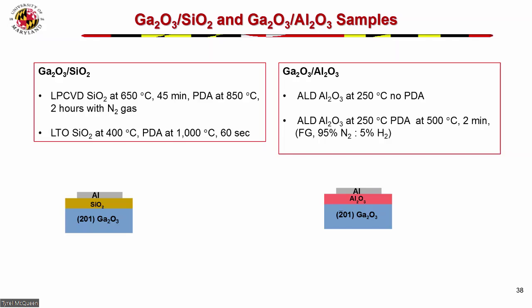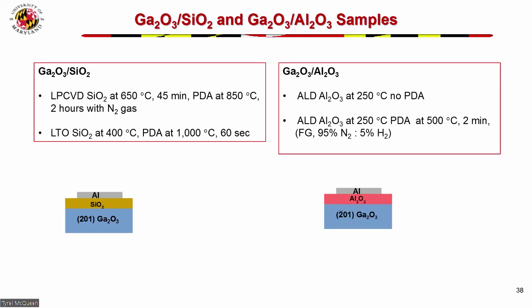So for the silicon dioxide and the aluminum oxide, we had 2 sets of samples. One was the SiO2 grown by low pressure CVD at 650 degrees C for 45 minutes, and then it had a post-deposition annealing at 850 degrees C for 2 hours under nitrogen gas. And the other sample was a low temperature oxide growth at 400 degrees C with a post-deposition annealing at 1,000 degrees C for 60 seconds.